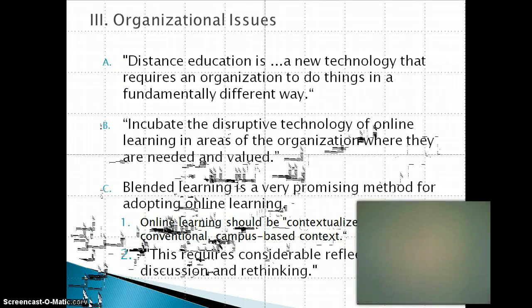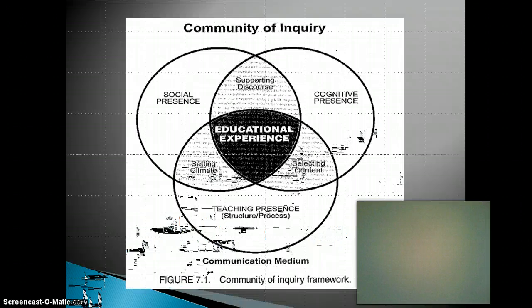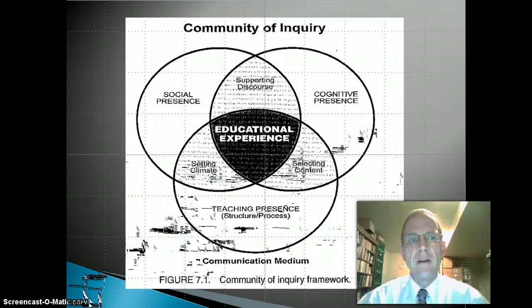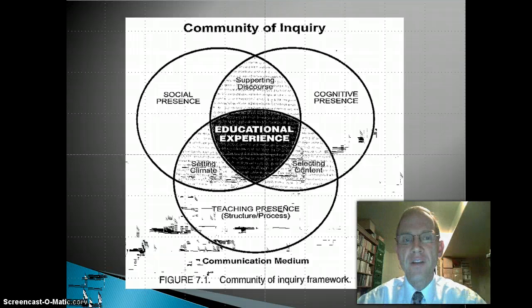By way of conclusion, let's review briefly. And by the way, I have now adjusted my social presence to be more appropriate to an ideal educational experience. The three elements of the community of inquiry framework include social presence, cognitive presence, and teaching presence. These combine and overlap to build the educational experience overall.